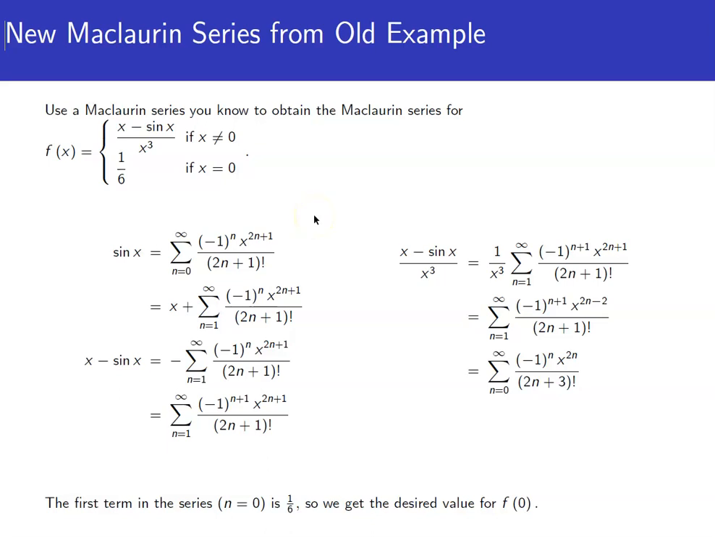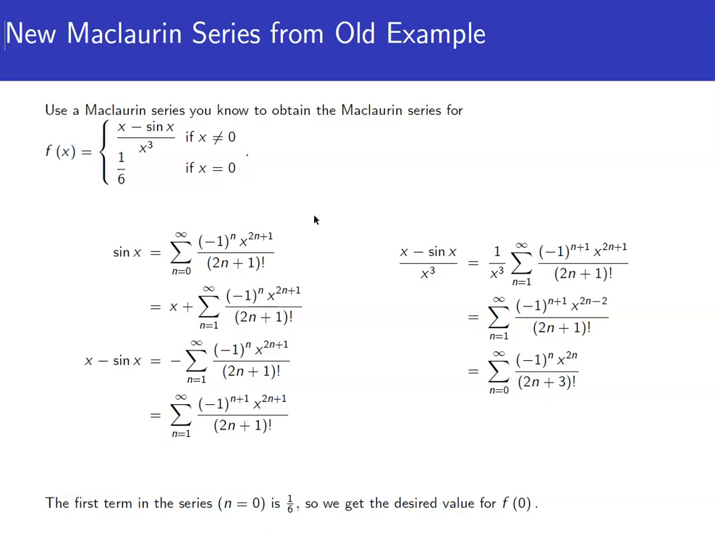In this video, we're going to start with a Maclaurin series that we know to find a Maclaurin series for a function that we don't know it for. Alright, so in this case, our function is (x minus sine of x) over x cubed if x is not 0, and 1/6 if x is 0, and we're being asked to find a Maclaurin series for this function.